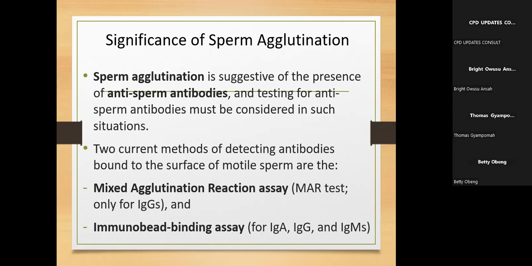You know what IgGs are? IgGs are for chronic conditions. And then you have the immunobead binding assay. That will check for IgG, IgA, and IgMs. Okay, all right. So this is just for mention. If there is time for us to talk about these things, we may talk briefly about them. But for now, just to know that there could be an indication for anti-sperm antibodies when you're seeing sperm agglutinase. And the tests that are available are the MAR tests and then the immunobead tests. All right.